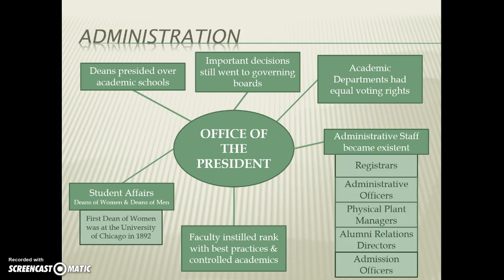Faculty instilled rank and controlled academics by forming academic senates, and student affairs developed, separating themselves from academic affairs. The first Dean of Women was at the University of Chicago in 1892. The Student Personnel Point of View was published in 1937, and it wanted all departments to work together to help students succeed.